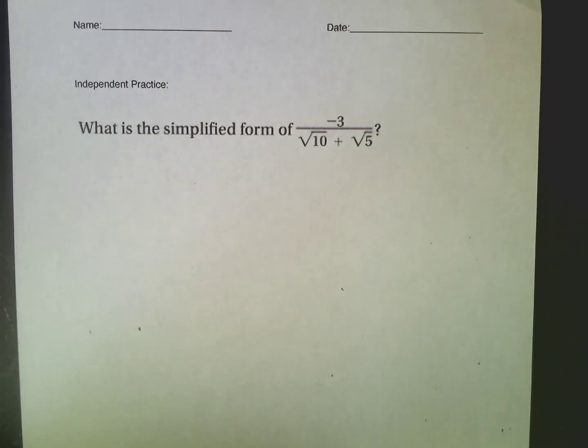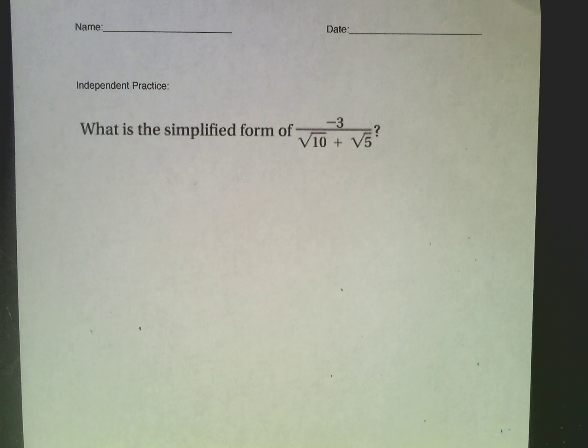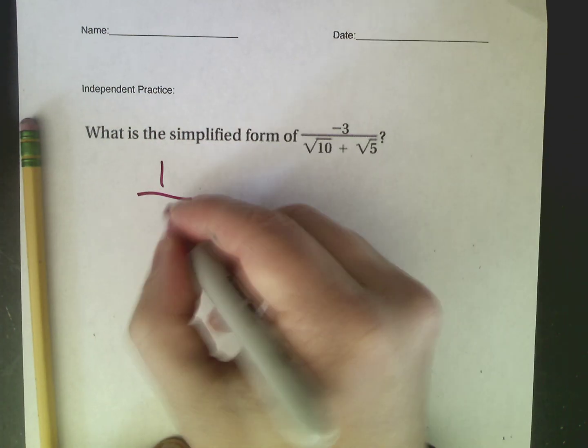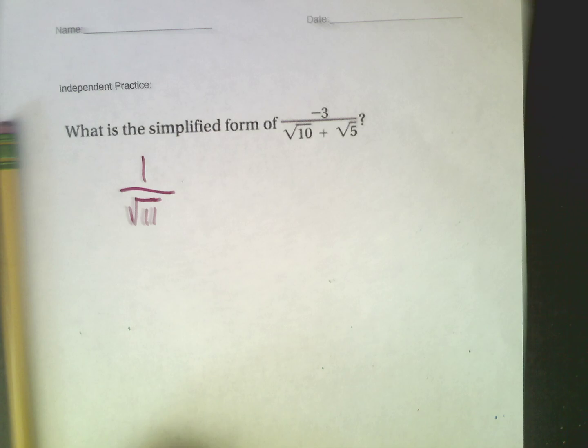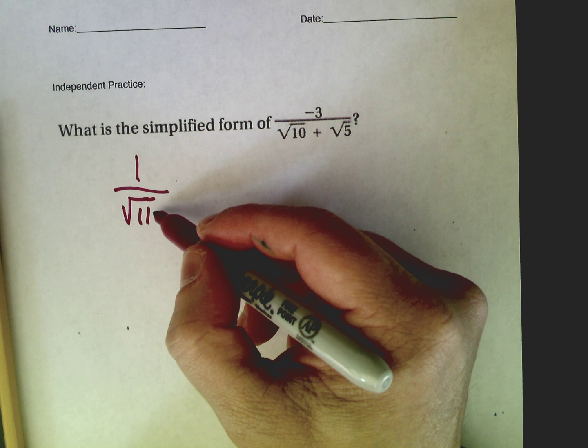Okay, so now we're looking at this problem here. I'm going, oh, God, how am I going to do this one? Now, I remember from yesterday, I believe it was the exit ticket, it said that we had to simplify something that looked like this, right? 1 over the square root of 11.